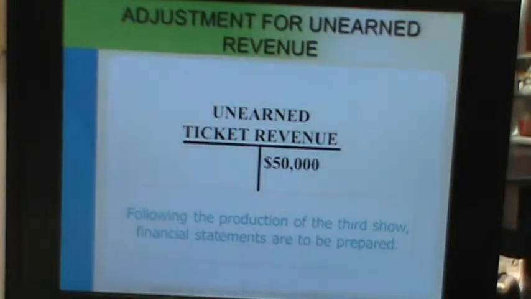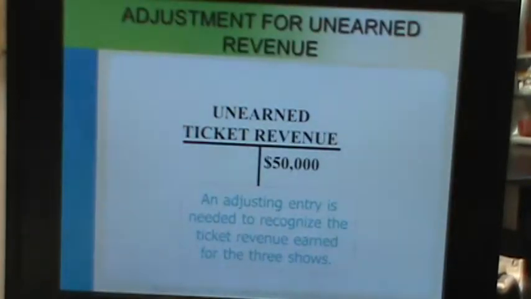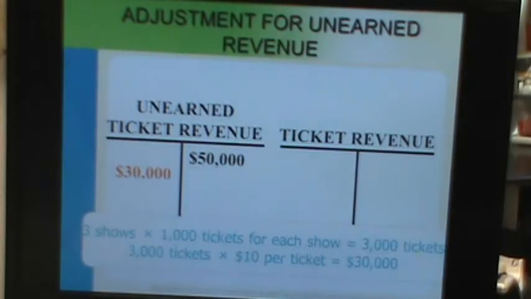Following the production of the third show, financial statements are to be prepared. So there's 3 shows. We have to adjust our first show because it's already over and the other 2 are still unearned. But the first show, since it's already over, is earned revenue at this point. So when adjusting entries, we recognize the ticket revenue for 3 shows. There's 3 shows, 1,000 tickets per show, so that's 3,000 tickets. 3,000 tickets times $10 per ticket is $30,000.